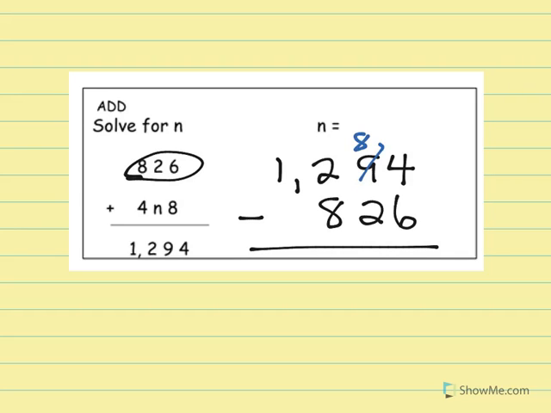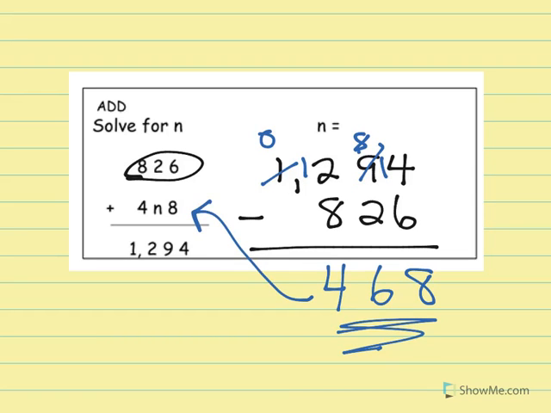I'm going to have to borrow from my 9. I now have 14 ones. Take away 6 is 8. 8 take away 2 is 6. I cannot do 2 take away 8, so I'm going to borrow from my thousands. I now have 12 hundreds. 12 minus 8 is 4. So when I compare my difference to the number, I see that I am missing the number 6. Therefore, n equals 6. Now don't forget, I'm not looking for the actual full number of 468. All I want to know is what is n.